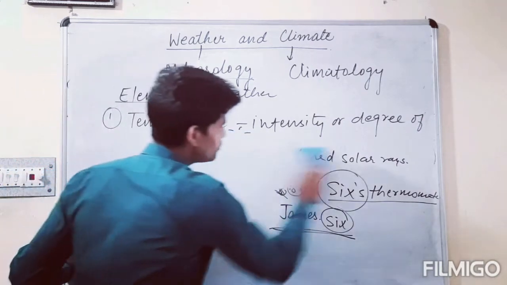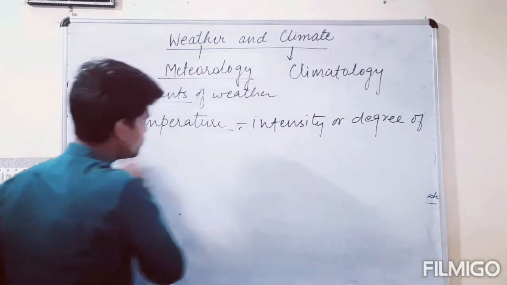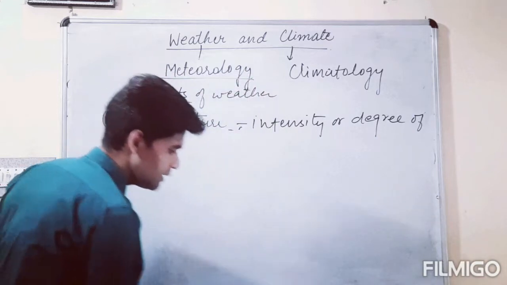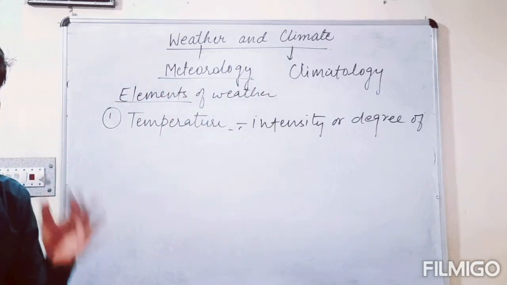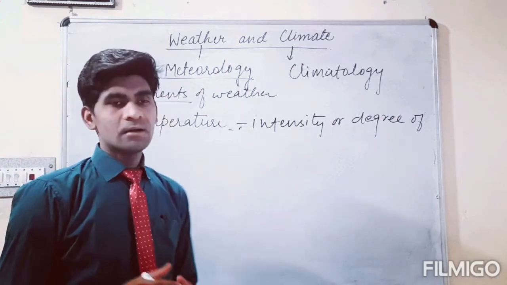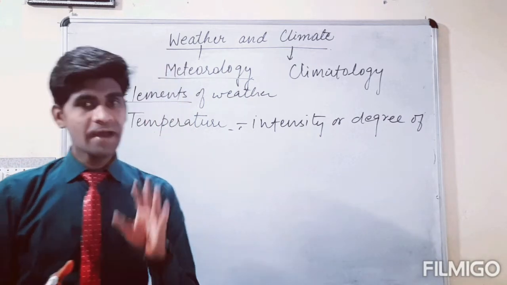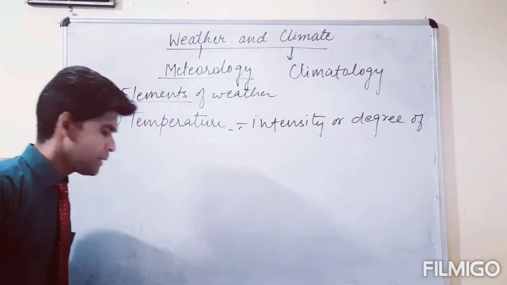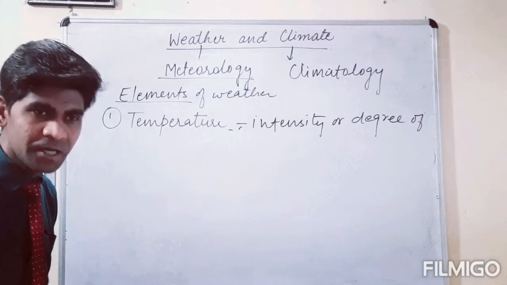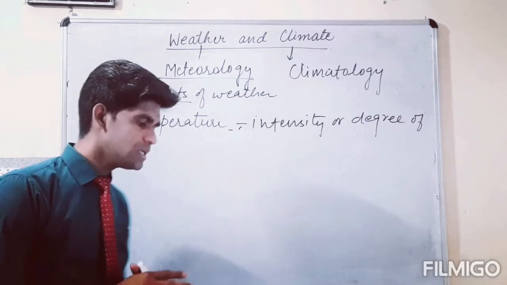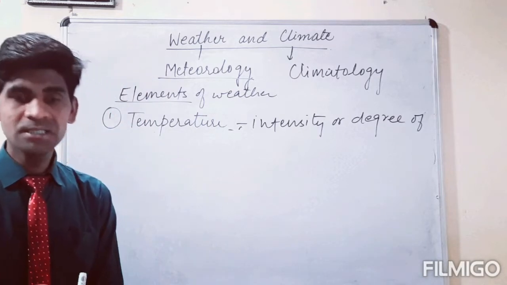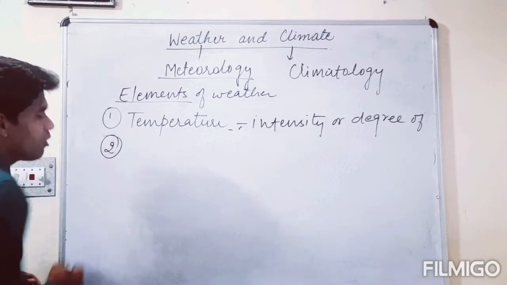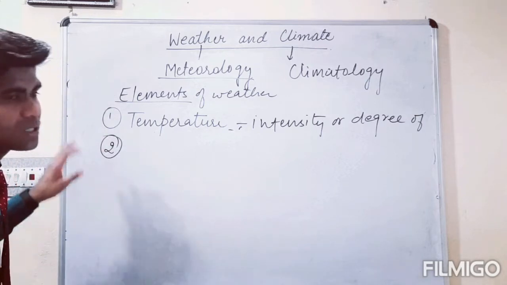And also the temperature depends on, or will be determined by, the latitude, the altitude, the distance from the sea, the wind, the direction of winds, and the ocean currents. We have two ocean currents, the warm ocean current and the cold ocean current. The land, the soil, the vegetation cover. So these are the determining factors which provide information about the amount of temperature on the surface of earth.